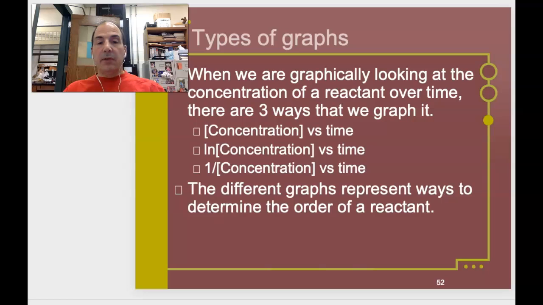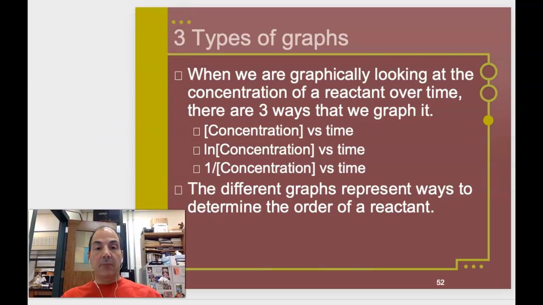There are three types of graphs you need to be familiar with. So we're going to talk about concentration versus time, the natural log of concentration versus time, or 1 over concentration versus time. The reason we're going to talk about three different graphs is that there are three different orders that come up way more frequently, and they are the ones you are expected to know. So they are zero order, first order, and second order.